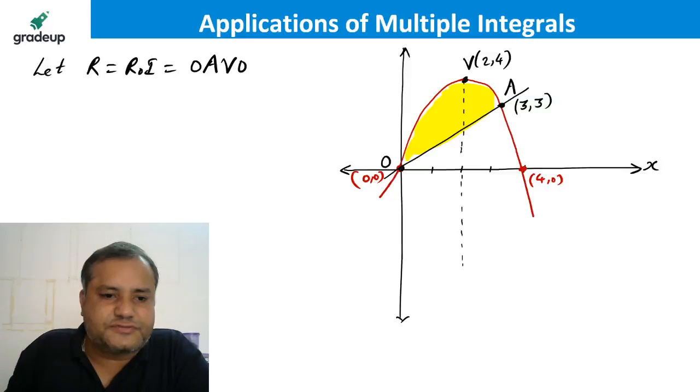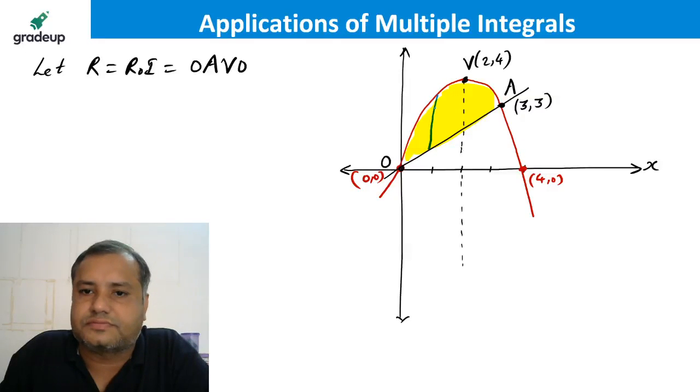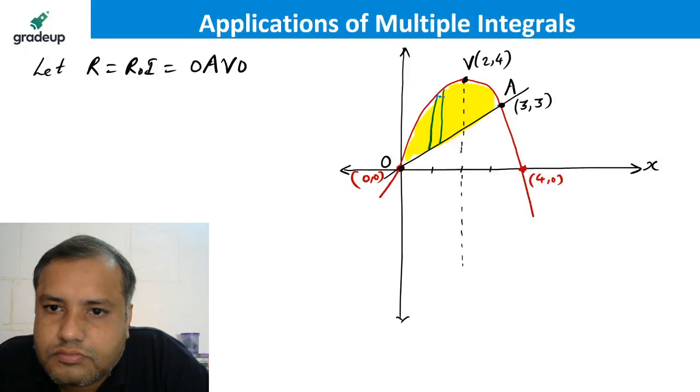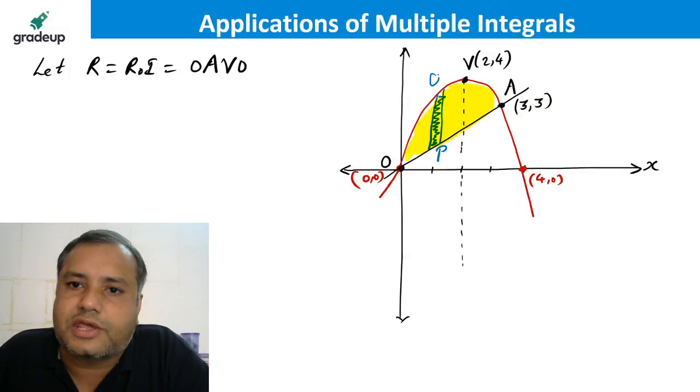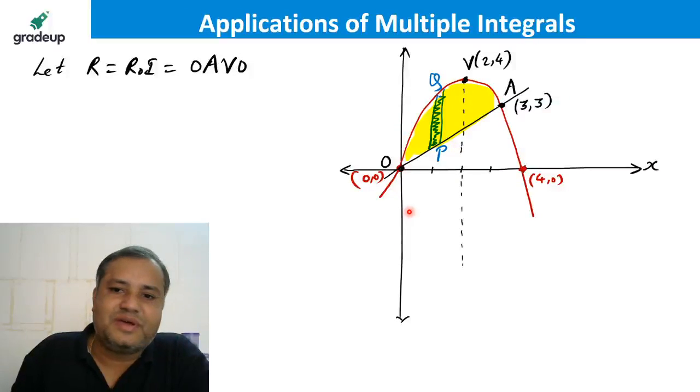So let us first integrate with respect to y and then with respect to x. So I will be drawing a strip PQ parallel to the y-axis. The lower point is P, the upper point is Q. Hafiz bhai, the lower point should be P, upper point should be Q.